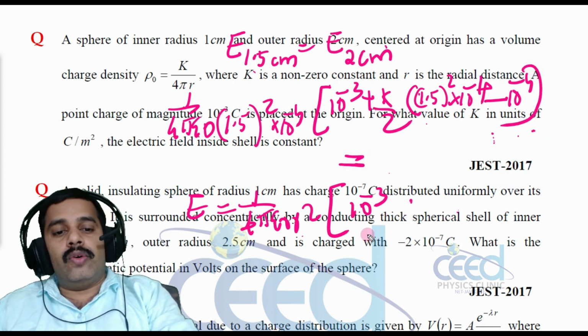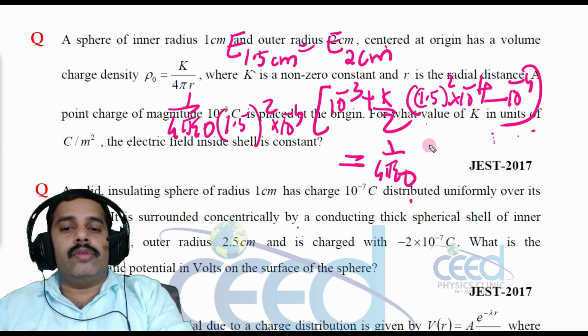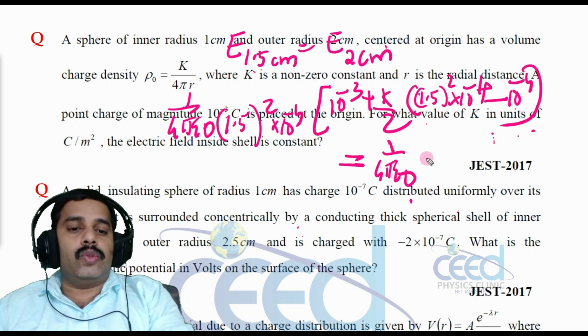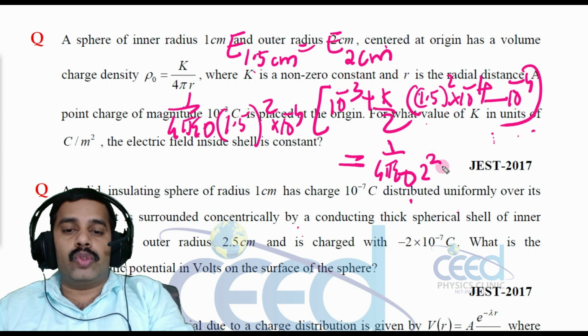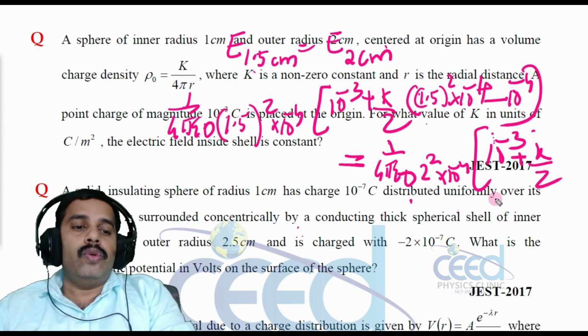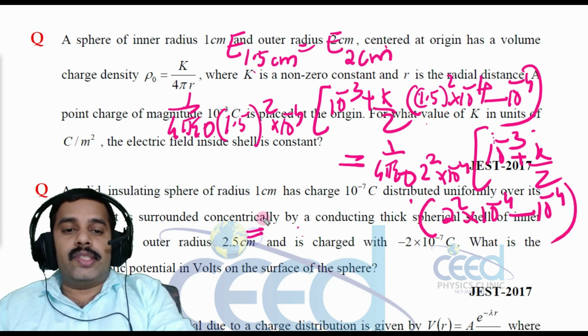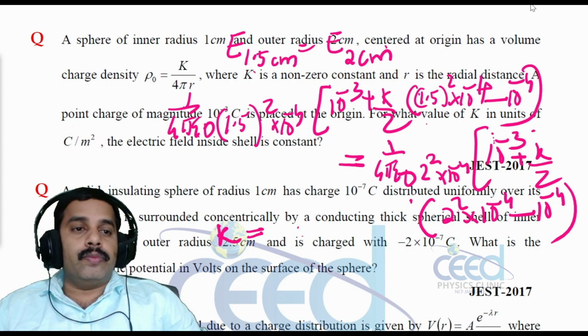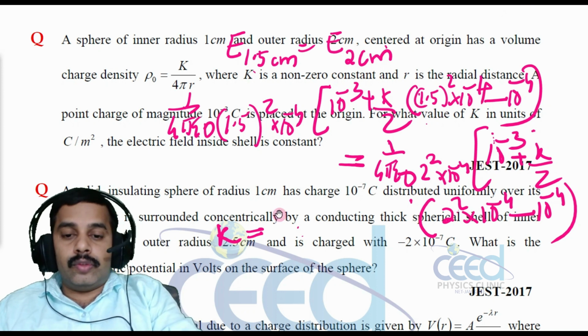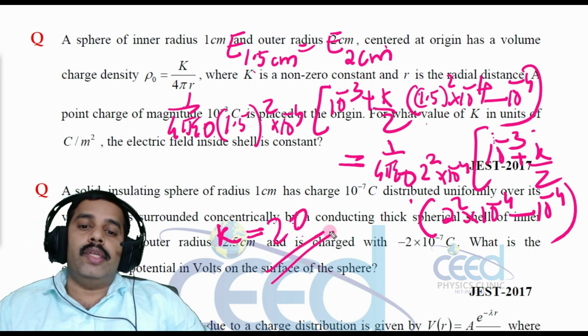So this is equal to 1 by 4 pi epsilon 0 at 2, so 2 square into 10 raised to minus 4, into 10 raised to minus 3 plus k by 2 into 2 square into 10 raised to minus 4 minus 10 raised to minus 4. Alright, and now we solve this for k by simplifying. You will get the value k is equal to 20. So this will be the answer, right?